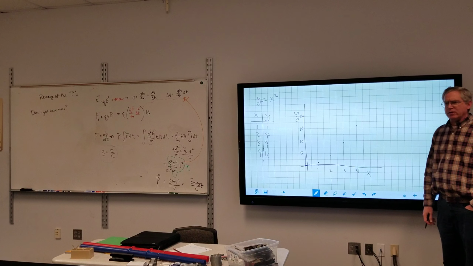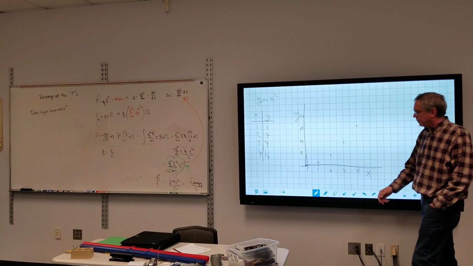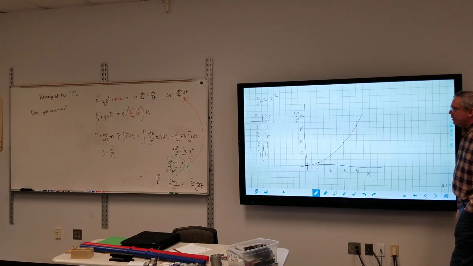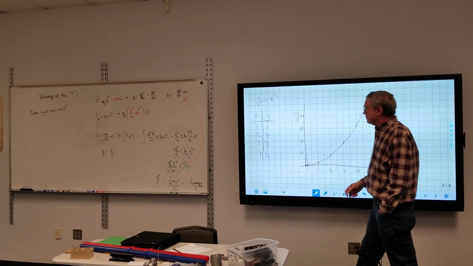So what would that graph look like? A curve. Okay, more specifically, a parabola. So if I plotted y versus x, and the relationship is a quadratic, that's what I would get.